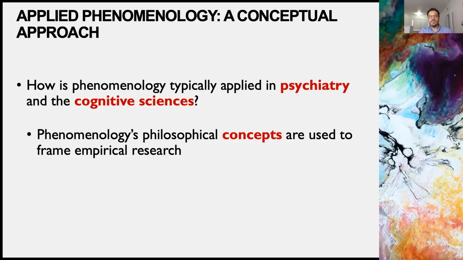So what we've done instead is turn to other successful approaches to applied phenomenology outside of philosophy, especially approaches that are used within psychiatry and in the cognitive sciences. So if you look to these approaches, typically what psychiatrists and cognitive scientists have done when they use phenomenology in their own research is they don't take phenomenology's methods. Instead, they take core concepts from phenomenology.